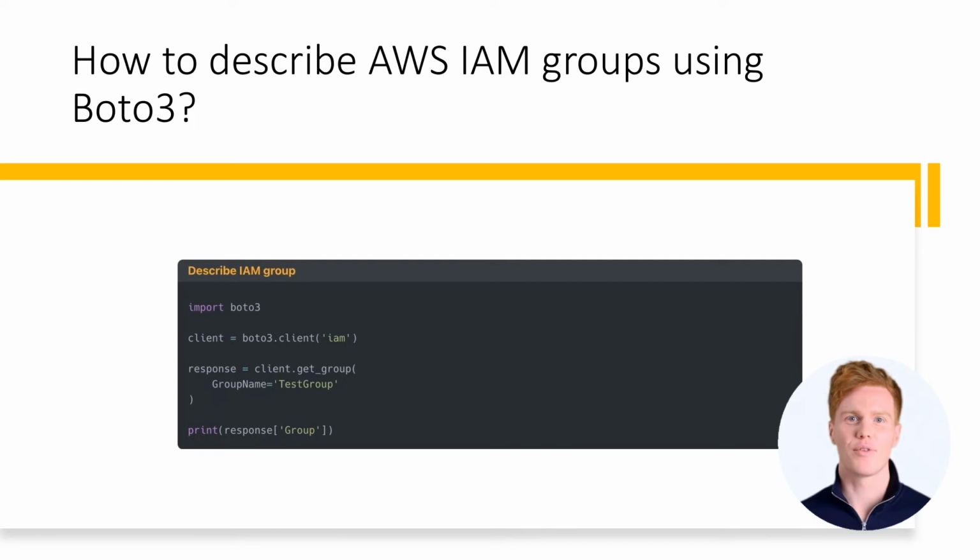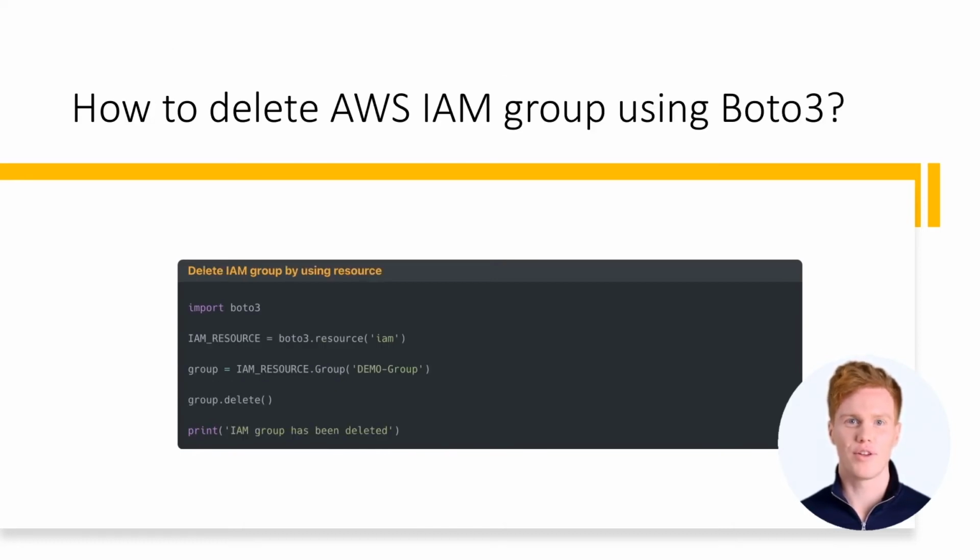To describe IAM groups, you need to use the getGroup method of the IAM client. This method requires the group name as an argument. To delete the IAM group, you need to use the delete method of the group class of the IAM resource.